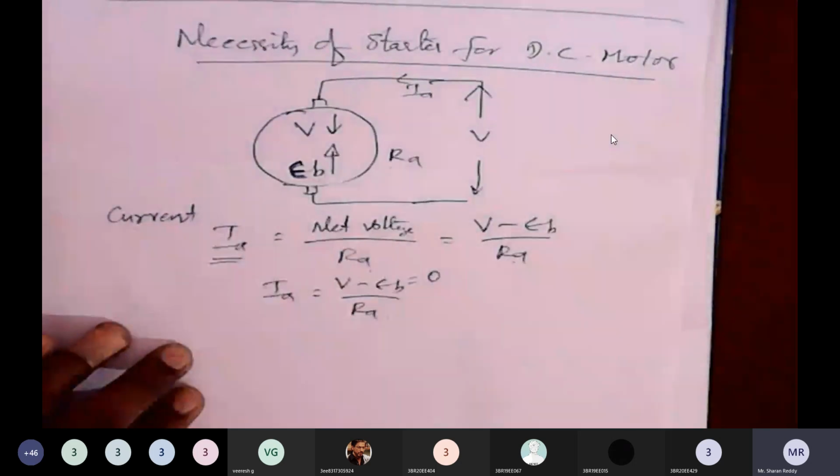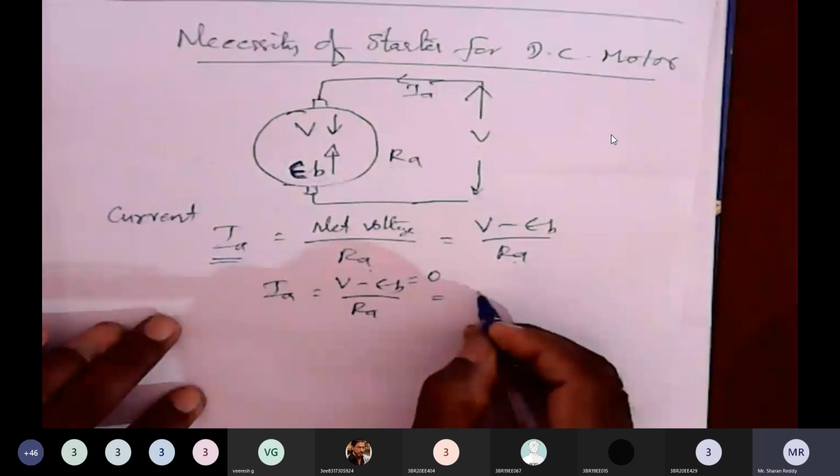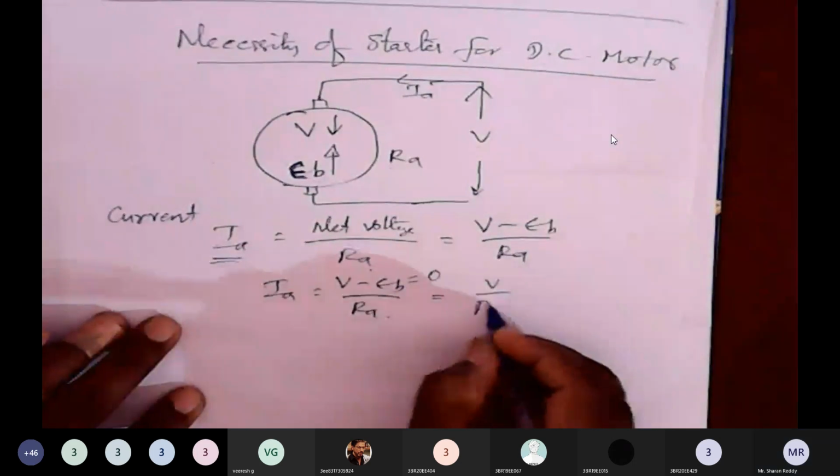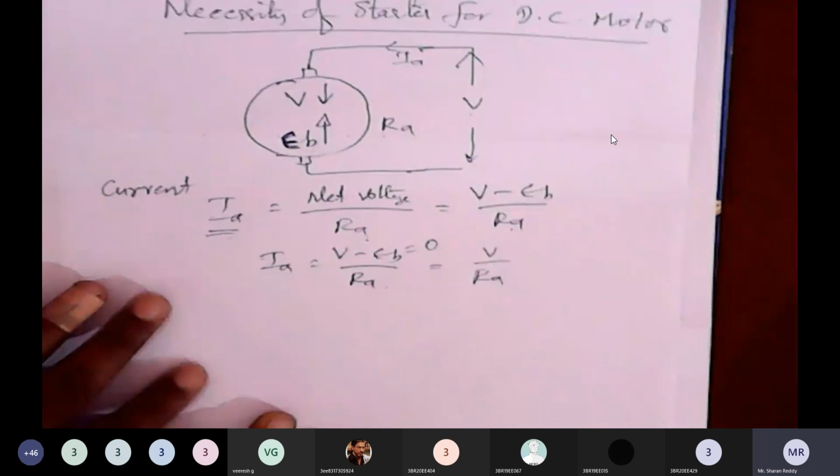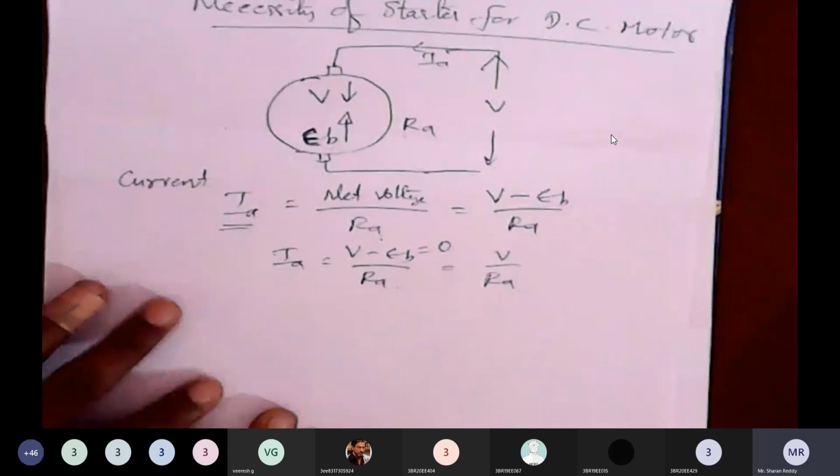What is the back EMF? Zero. Then what does the equation become? Only V by Ra. Because at the time of starting, back EMF will not be there. When back EMF is not there, it is equal to 0. Therefore, Ia equals V by Ra.